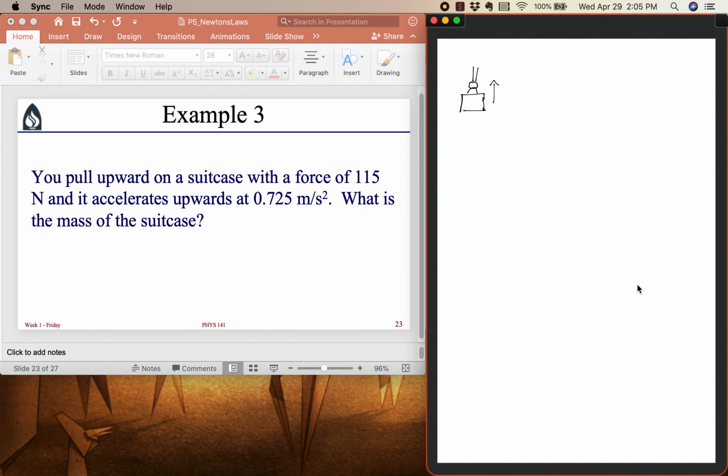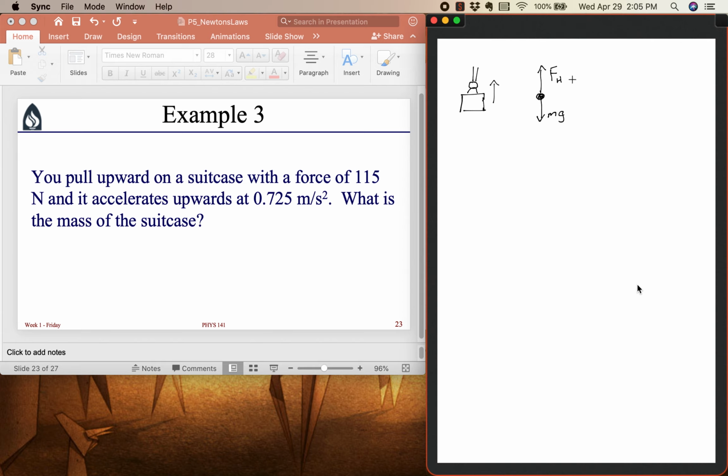Next, we want to draw our free body diagram. So we represent the object in question, in this case a suitcase, with a point, and then we draw the forces emanating from that point. So for this suitcase, its weight will be pulling downward. So we have mg in the downward direction, and then we have the upward force being exerted by the hand. So here is the force of the hand, and we happen to know that that force is 115 newtons.